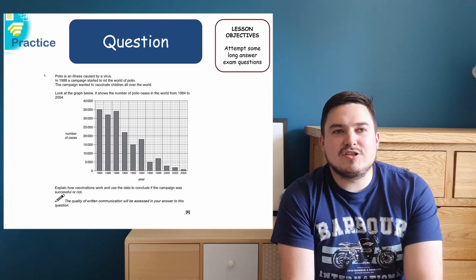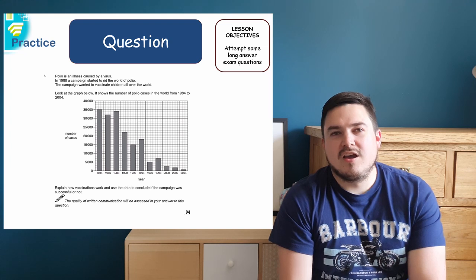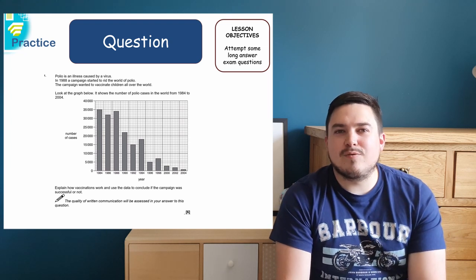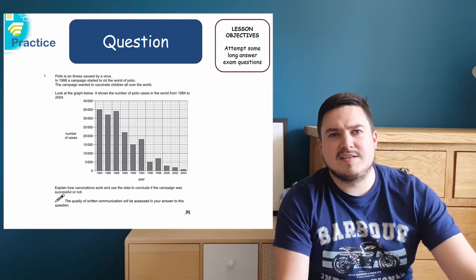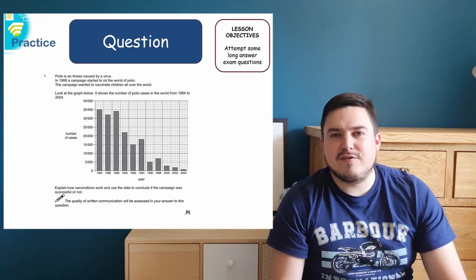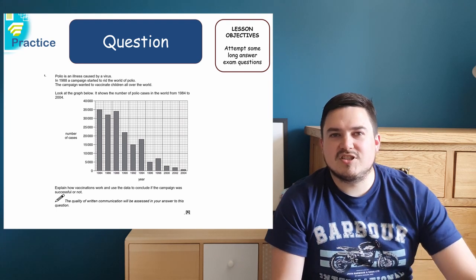Explain how vaccinations work and use the data to conclude if the campaign was successful or not. Anytime you're answering a 6-mark question, I recommend you try and break it down into the questions it's made up of. There's no 6-mark question really, it's one big block of writing on one topic for you to do. It's generally a few 2-mark questions or 2 3-mark questions just stuck together.